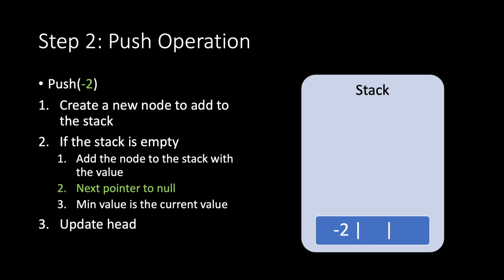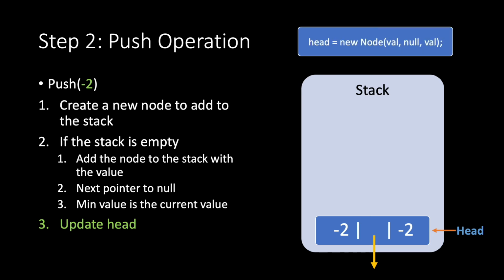Next, we're going to set the next pointer. And since this is our first element, we can just set it to null because there's no next element. This is the only element in the stack. We're going to set the minimum value, which is going to be the current value, because again, this is the only element. So it's going to be -2 in this case. After that, we're going to update the head pointer. Now that we have a value in the stack, the head pointer points to this new node. And in Java, it's going to look like this. We can actually do this in one line.